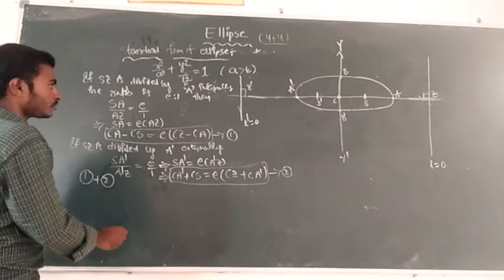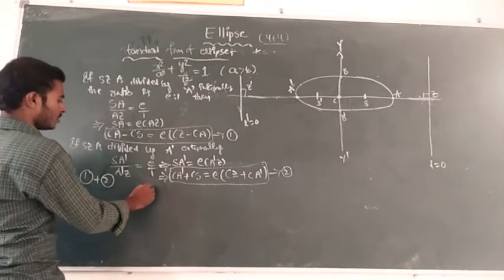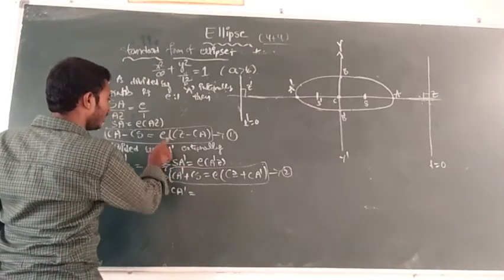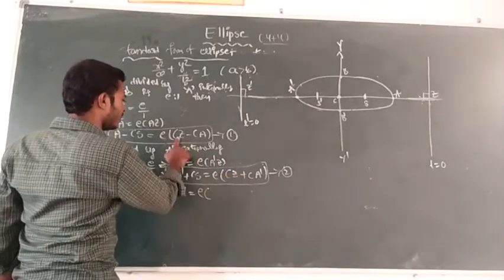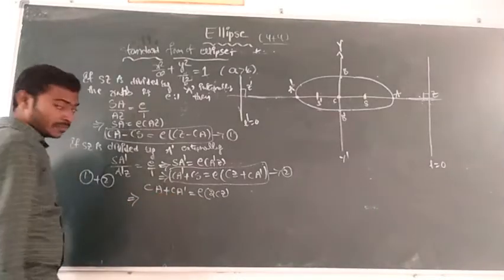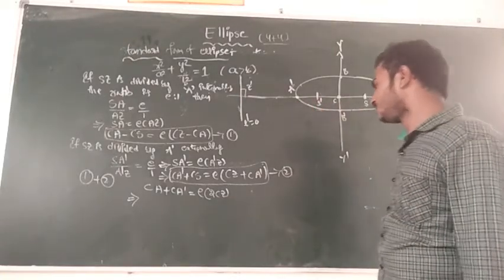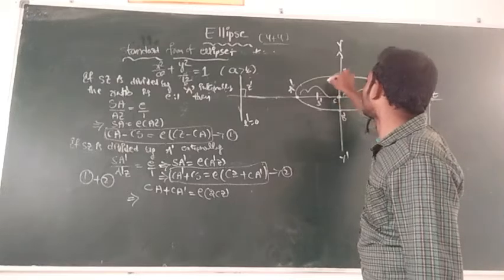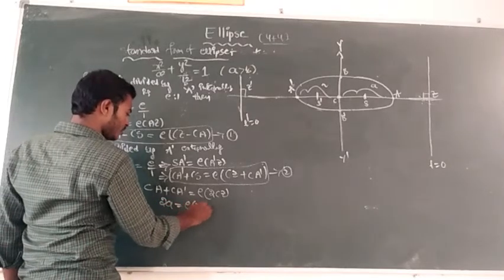That implies CA plus CA dash is equal to, where e is taken as common, and this A and this A will be cancelled, we get 2CZ. So here CA and CA dash will be the same. How is it the same? This distance and this distance will be the same. So we can consider this distance completely as A, and also this distance completely as A. So it is totally A plus A, it is 2A, and e into 2CZ.